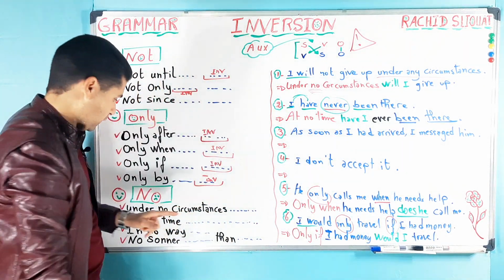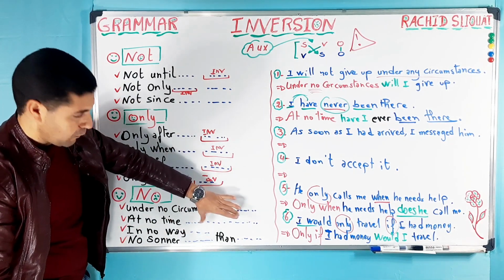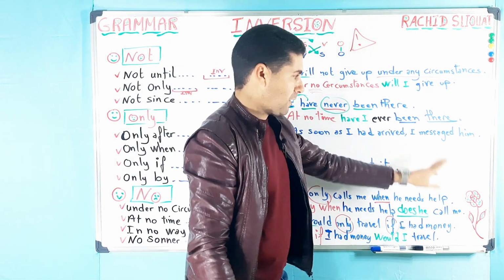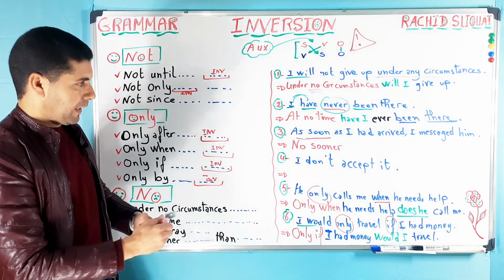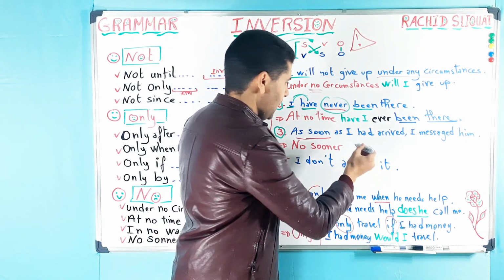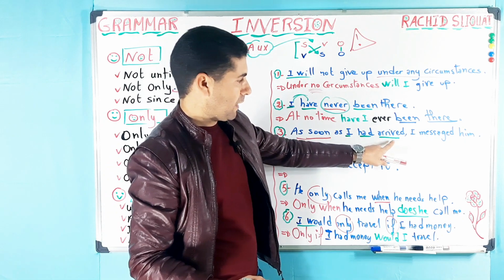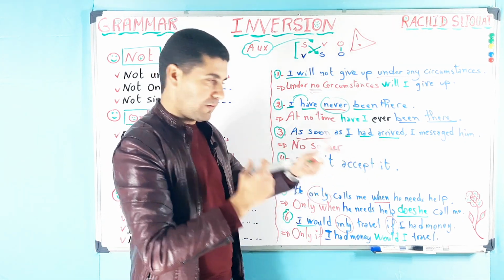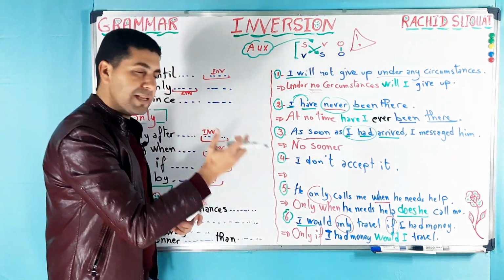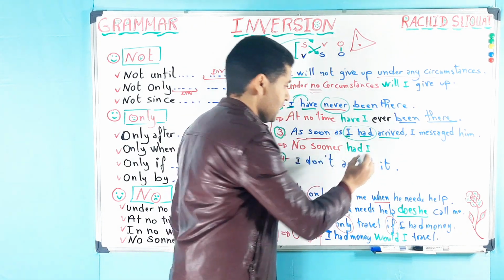As you can see here, in number 1 and number 2, we have only one clause. Under no circumstances, we have only one clause. At no time, we have only one clause, not two clauses. Number 3: As soon as I had arrived, I messaged him. Now here we have no sooner, this is the expression. The rest is I had arrived. So we have the subject, the auxiliary, and the main verb. As I said before, we are going to invert the subject and the auxiliary: no sooner had I arrived.